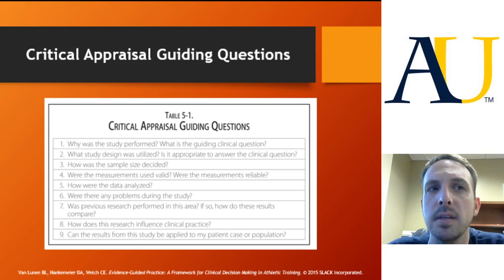Can the results from this study be applied to my patient case or patient population? Is there some portion of this that I can use for my population and what I'm doing? Maybe the article was focusing on a different patient population, but my patient population is similar enough that we can apply that. Other things might be, does the theory of this research article apply to my patient population, even though the specifics may not to?